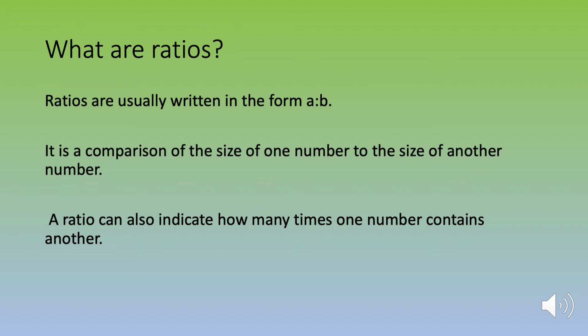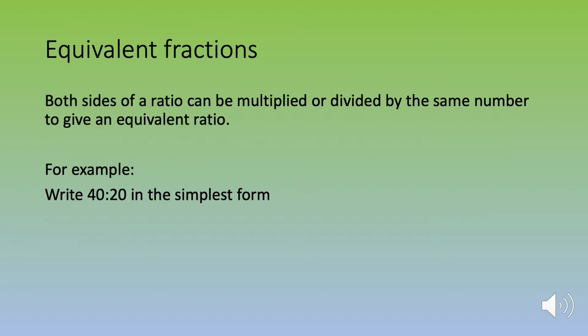So, what are ratios? Ratios are usually written in the form A to B. But in simple words, a ratio is a statement of how two numbers compare. It is a comparison of the size of one number to the size of another. A ratio can also indicate how many times one number contains the other.